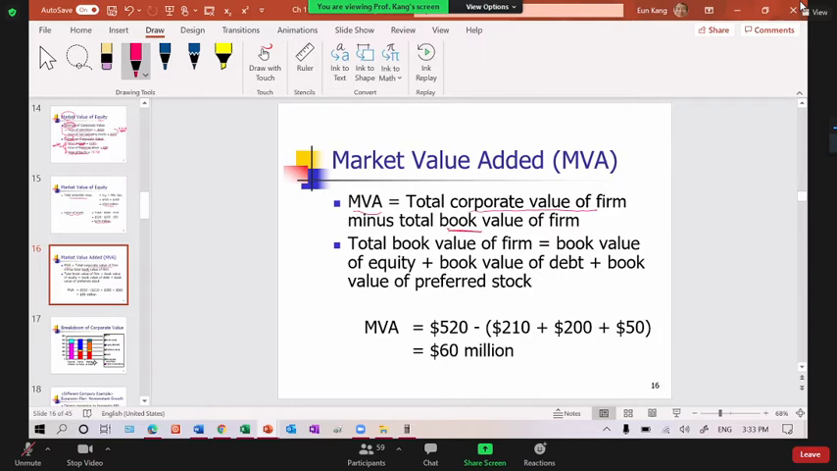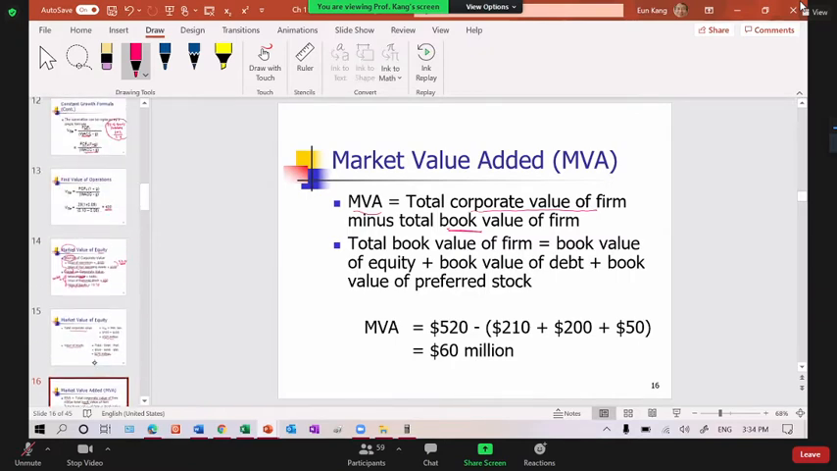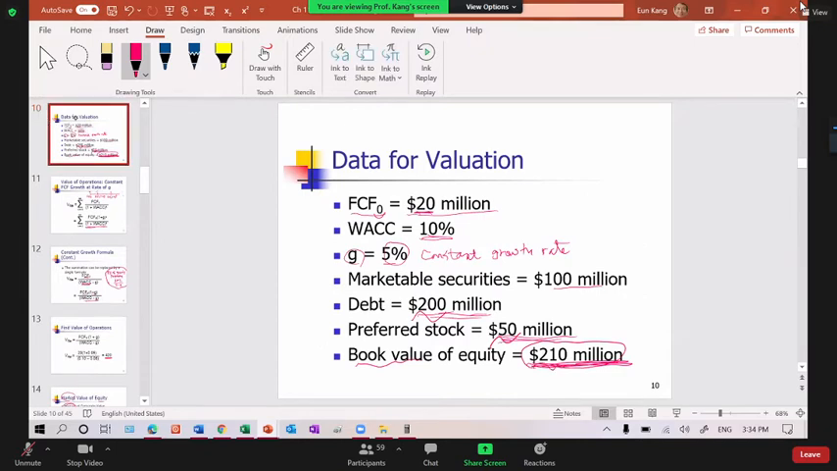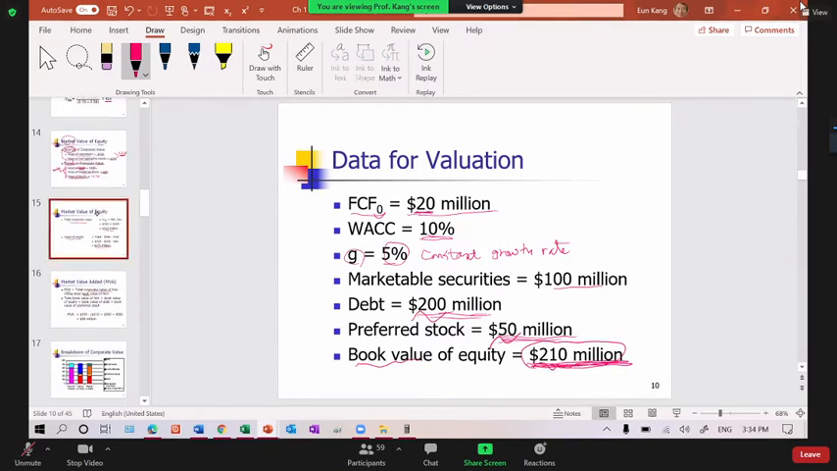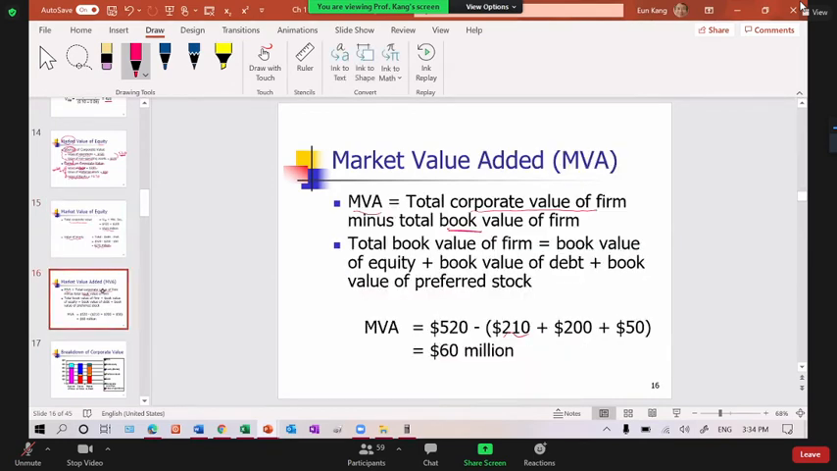That means market value minus book value. Then book value of the firm is book value of equity plus book value of debt plus book value of preferred stock. Then book value of equity is given, right? 210 here. Book value of equity 210. And book value of debt plus book value of preferred stock, the market value added is 60 million. So this is market value, total is book value, 60 million. But we are assuming that these two are also market value. So market value equals book value for debt and preferred stock.